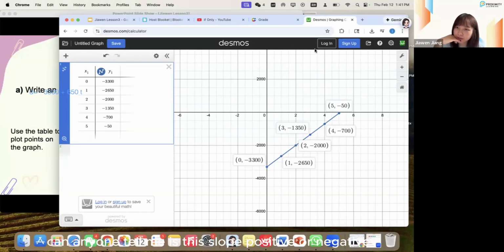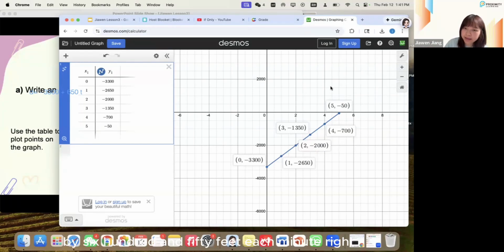So also, can anyone tell me, is this slope positive or negative? Also give me a thumbs up or down. The slope. Do you know the meaning? Slope. It's positive or negative. It's also shown on this graph, okay? Yes. The slope is positive, right? Because the depth is increasing by 650 feet each minute, right? You see, it's increasing, okay?